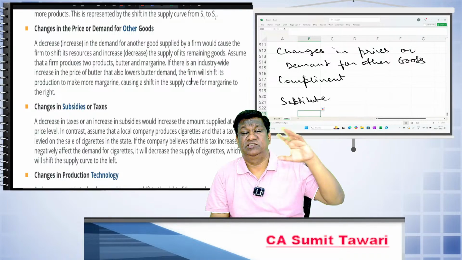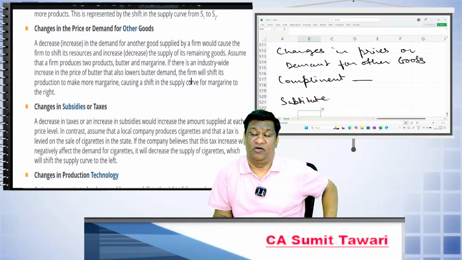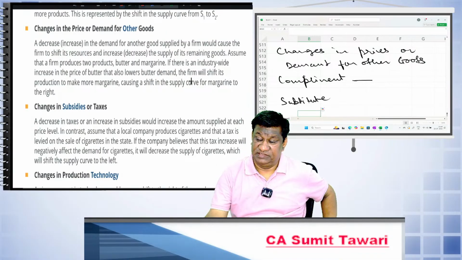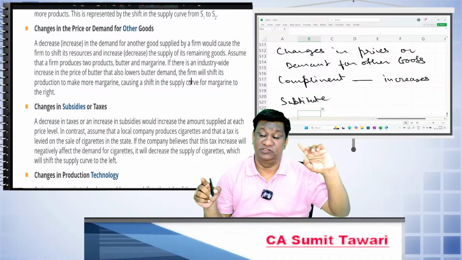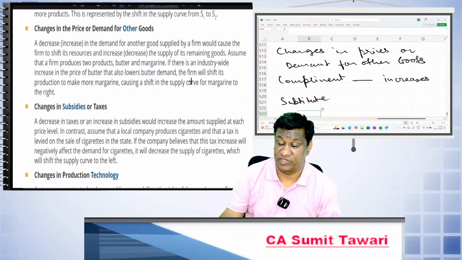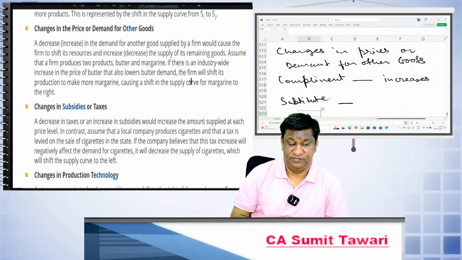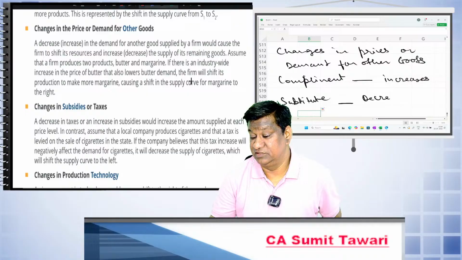Just give a thought: if demand increases for a complement product, what is the impact on my supply of the other complement product? Increases. Yes, if demand increases, then the supply of the other complement product also increases. Demand increase of one product leads to demand increase of the other product, and because of that, the supply of the other product also increases. What about substitute? Increases? Decreases. Yes, reduce.